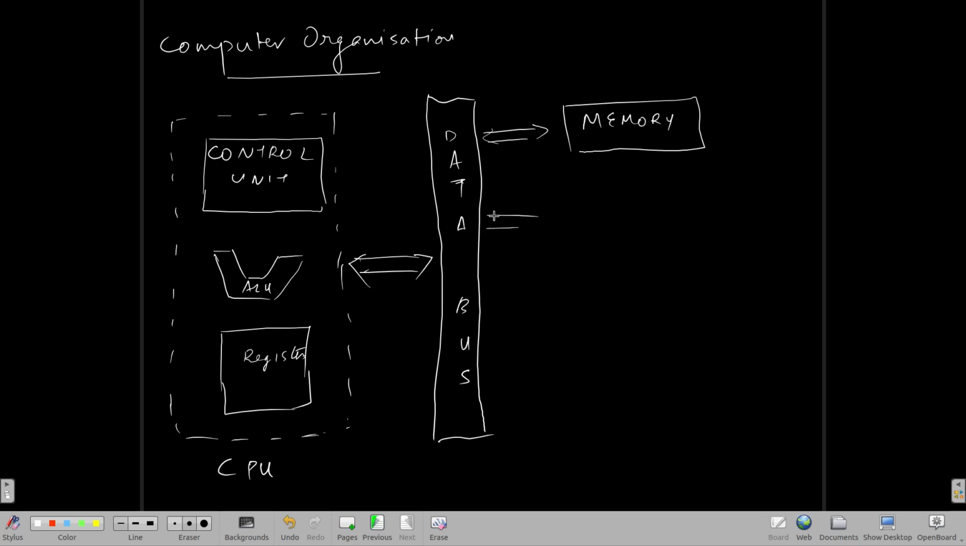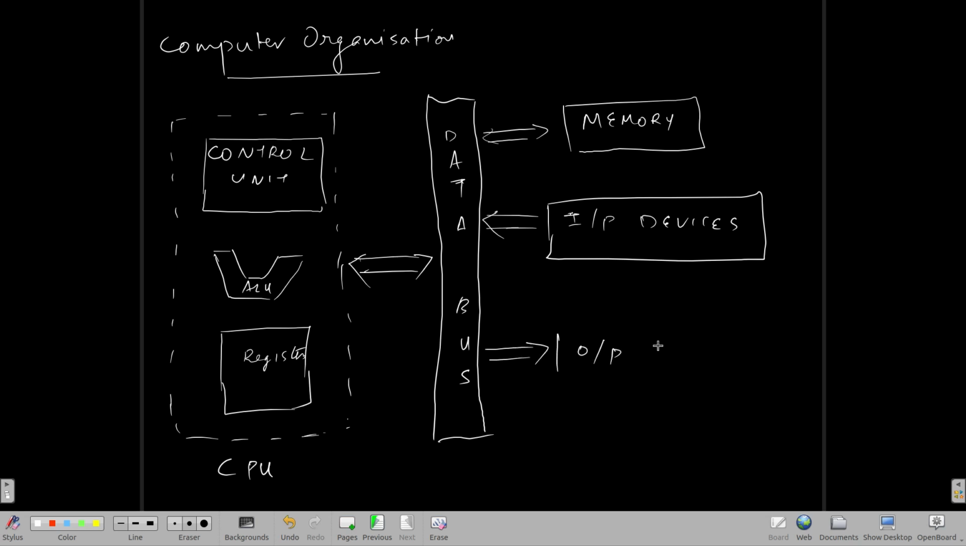Then we have our input devices. Multiple input devices are there, I'm just showing it as one box. And we have our output devices. Okay, so this is a basic computer system. We can divide this memory into primary and secondary, but we'll come to that later. We'll see memory in detail a little bit later. So this is a basic computer system.